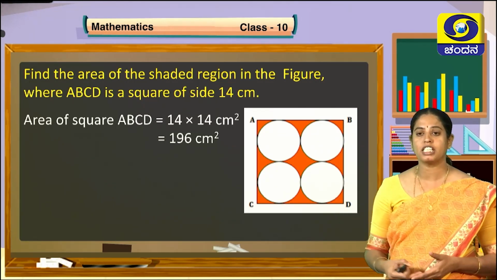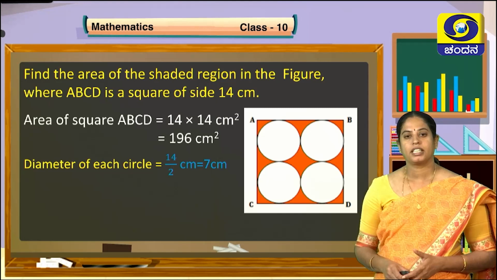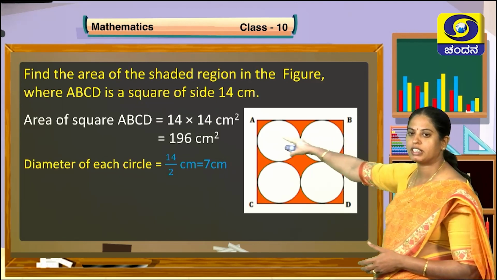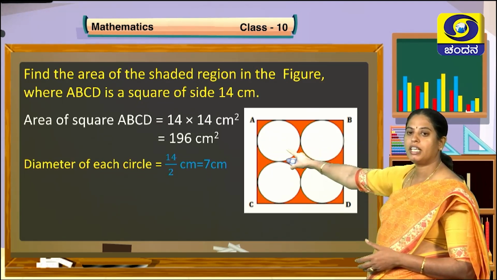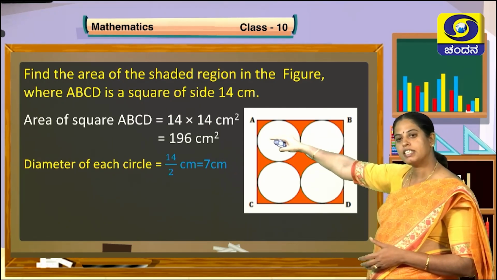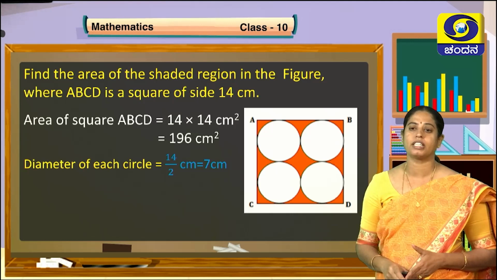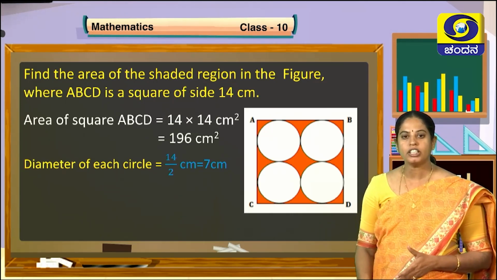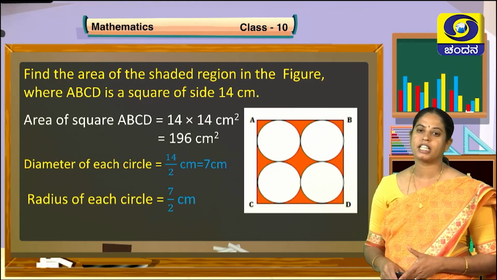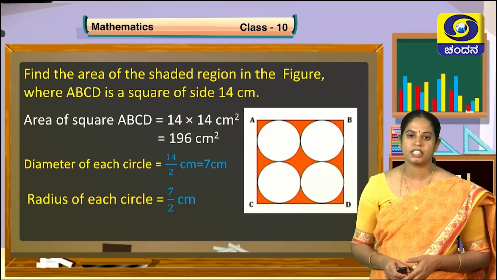Now, we have to subtract the areas of all the 4 circles. For that, we need to know the radius of the circle. If you observe, the length of the side is 14 centimeter and the diameter of each circle is half of the side, that is 14 by 2, that is 7 centimeter. But we need the radius of the circle to find the area. What is the radius of the circle? It is diameter by 2, that is 7 by 2 centimeter. Now, we know the radius of the circle.